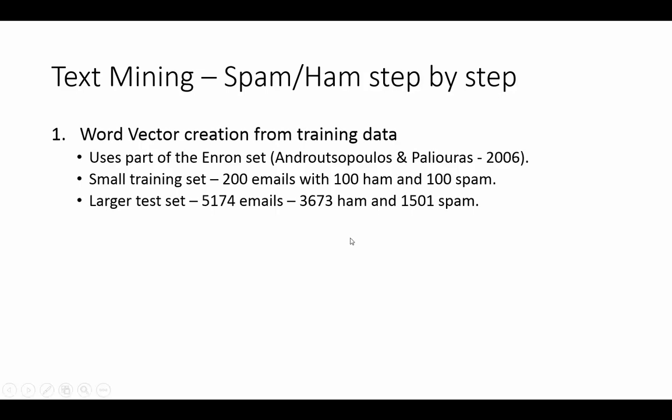First part creates a word vector, or essentially an example set. And in the interest of citing the right references, if you look at this reference, you'll see the data I'm using. What I've done is I've taken 200 of the emails in that set to make into a training set, and the remainder is the test set. So that's the first part of the process.